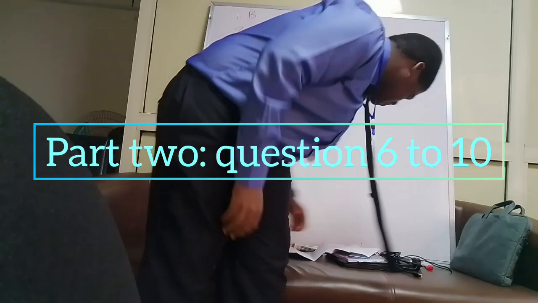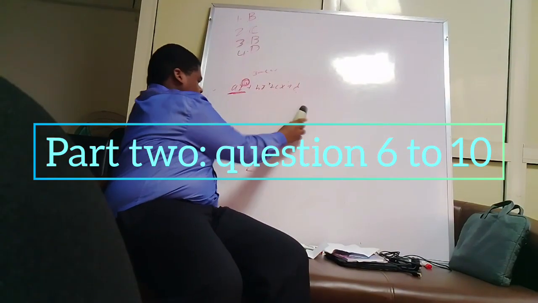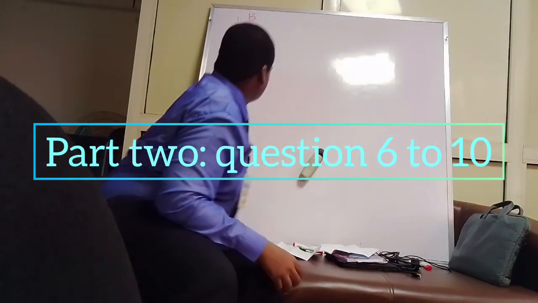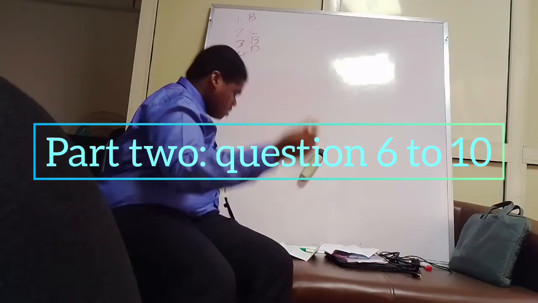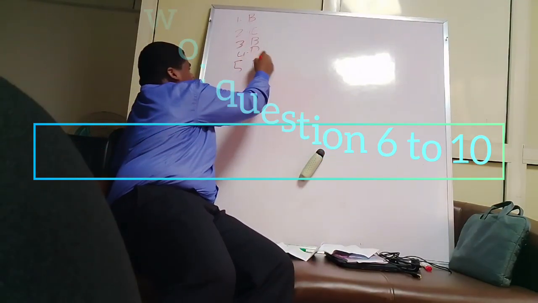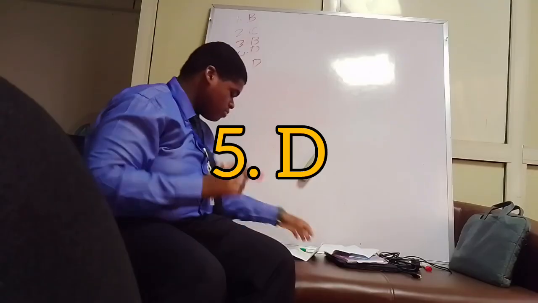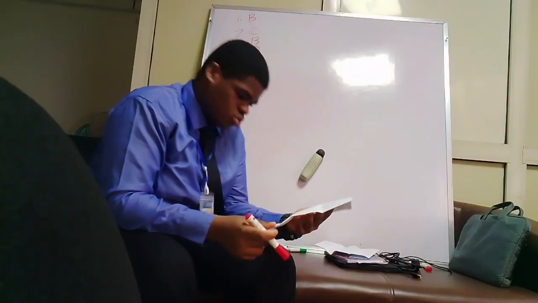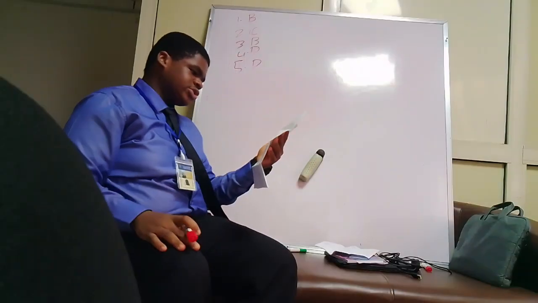Okay, we're now in the next video, that is video 3, solution to questions. Question 5 is D. We're now in video 2 of the solution. We're going to be solving question 6 to question 10 in this video.